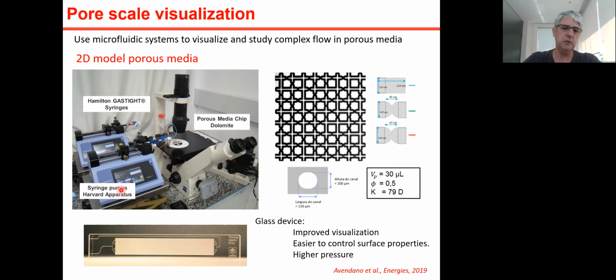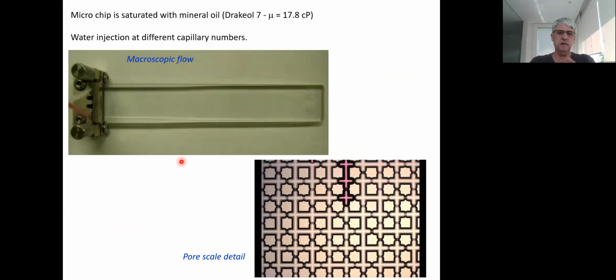So this is a typical experimental setup of this two-dimensional visualization. You have syringe pumps that pump the different fluids. We put these models on an inverted microscope so we can get images and then we can process these images. So this is just an example of these types of visualization. Here's a pore scale visualization. The water is dyed with this red color and the oil is transparent.